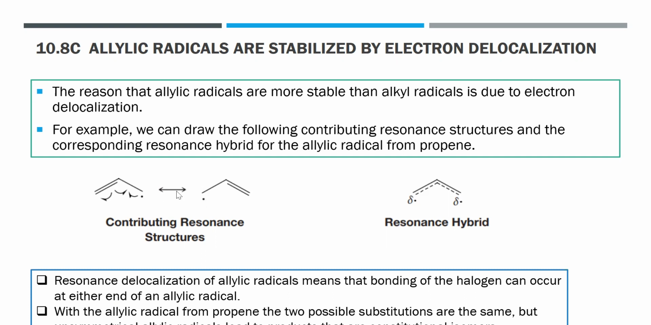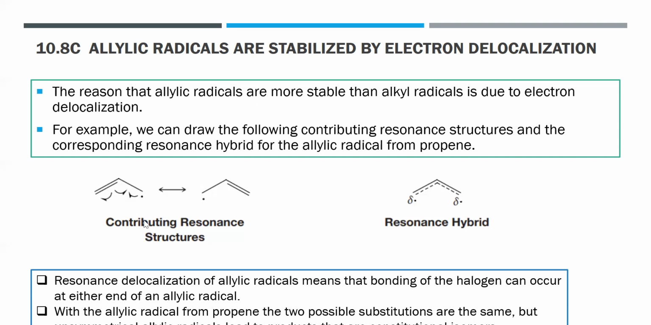Well, it doesn't form in the middle. So because of that, the bonding of the halogen can occur at either end. So with the allylic radical from propene, there are two possible substitutions, but of course the two are just the same.